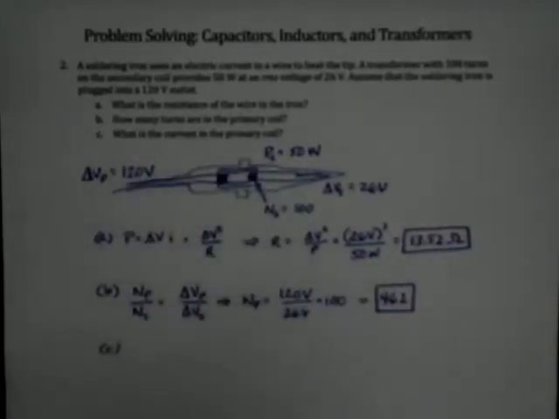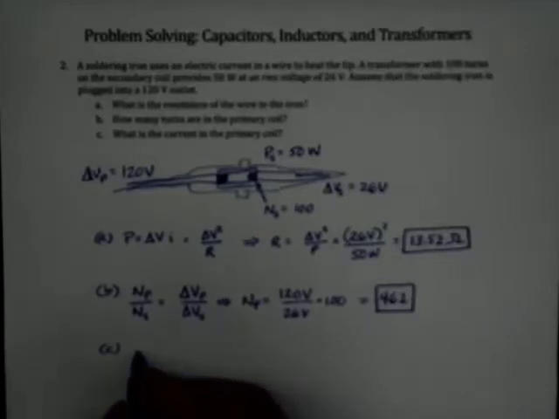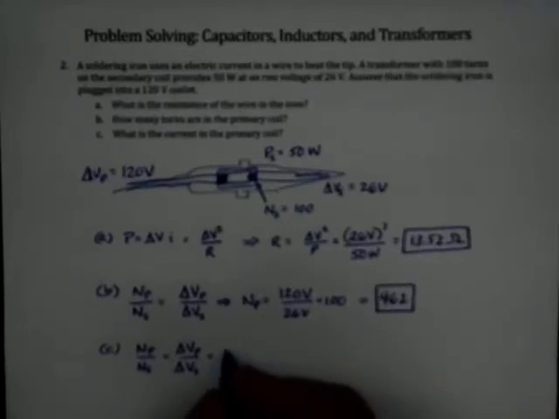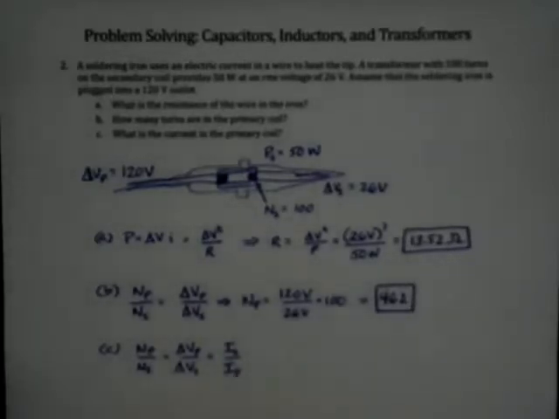There's again a couple of ways that you can approach this. The number of turns in the primary coil to the number of turns in the secondary coil, as again we said in part B, is the same ratio as the voltage, but it's actually the inverse of the ratio of the current. So it's the same ratio as the current in the secondary coil to the current in the primary coil.